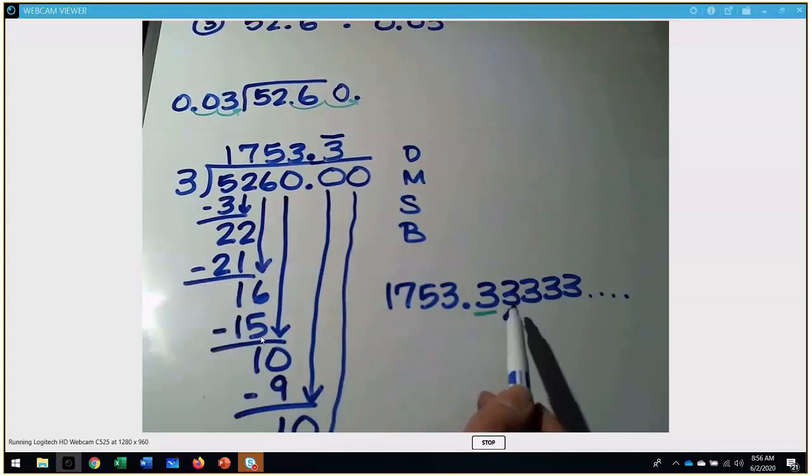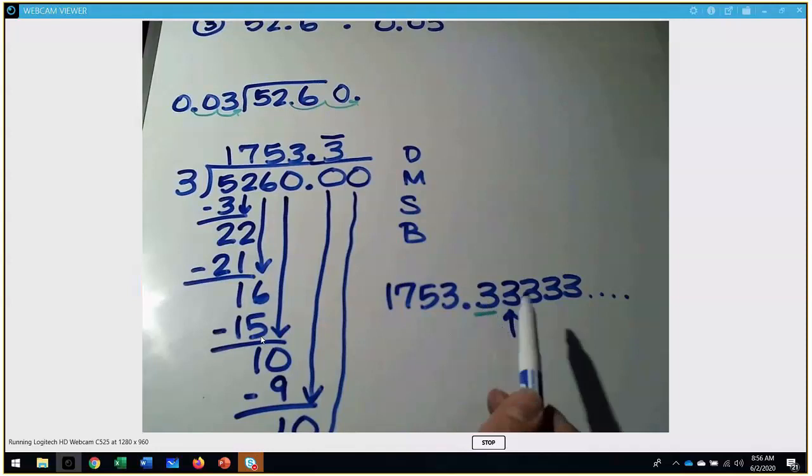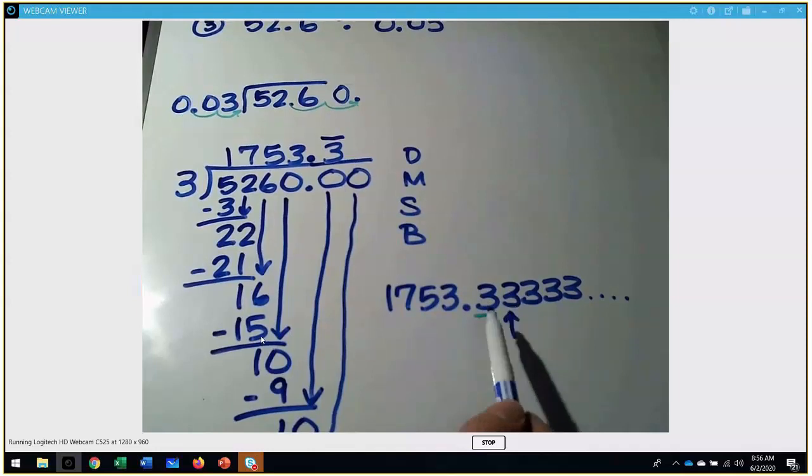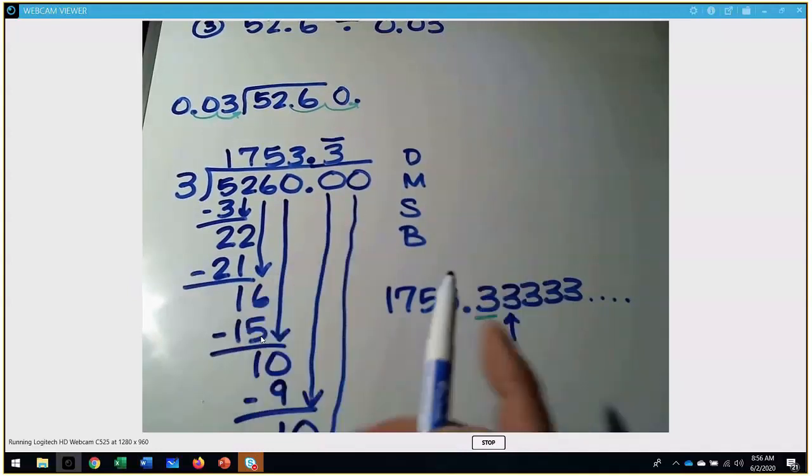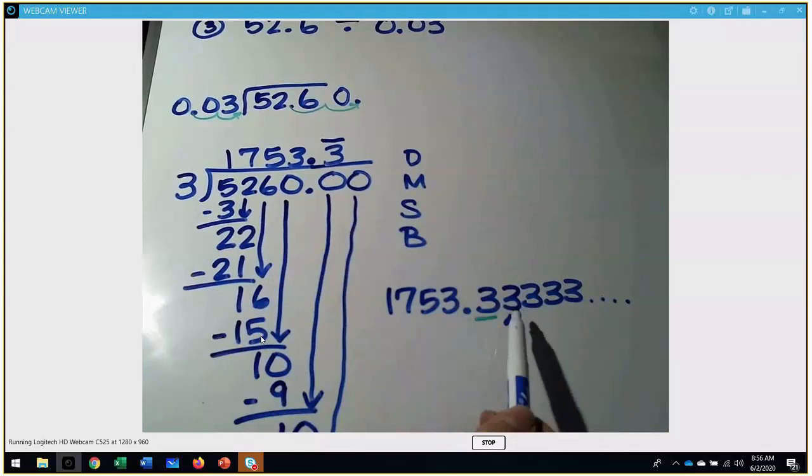This number here tells you what to do to the underlined digit. When this is 4 or less, the underlined digit stays. When this is 5 or more, the underlined digit goes up. So since this is less, we're going to keep that 3.